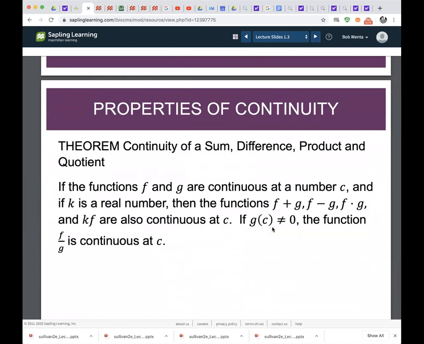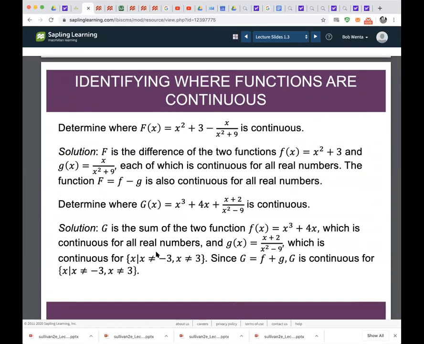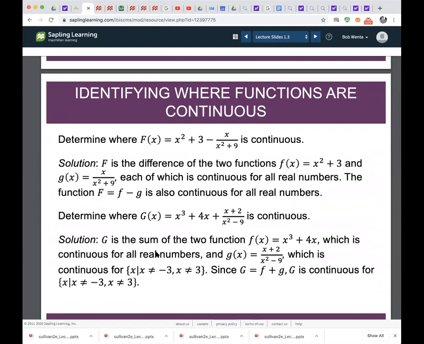If g of c is not equal to 0, the function f over g is continuous at c also. Sum, difference, product, quotient. And then let's look at another example here. Determine where f of x equals, we've got those two terms out front, x squared plus 3, and then we got this rational function following it.